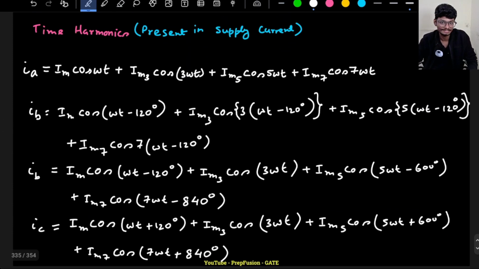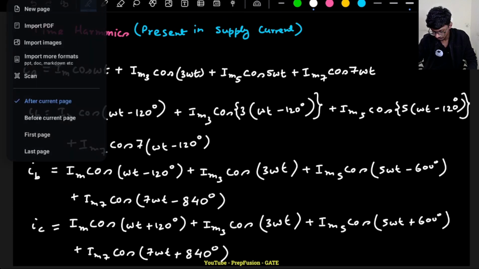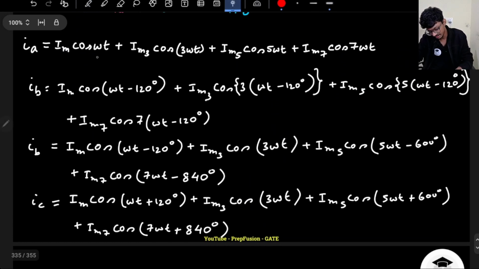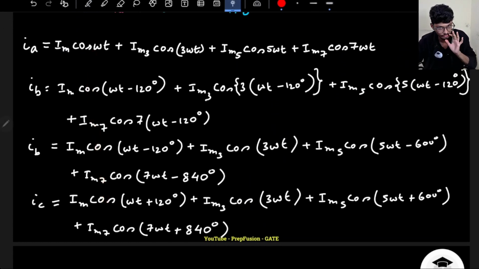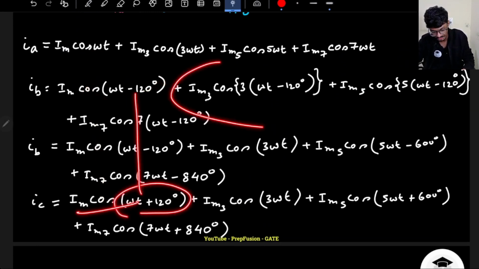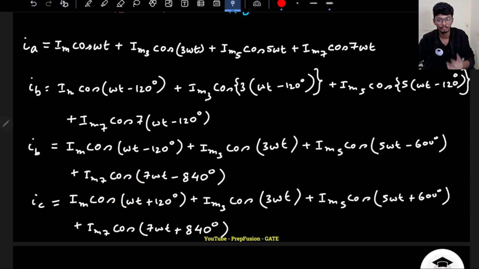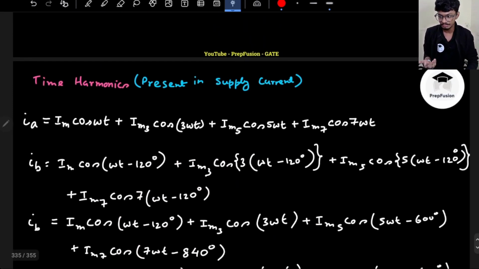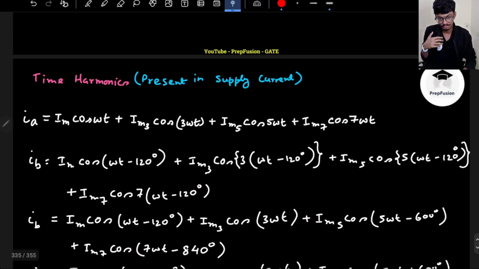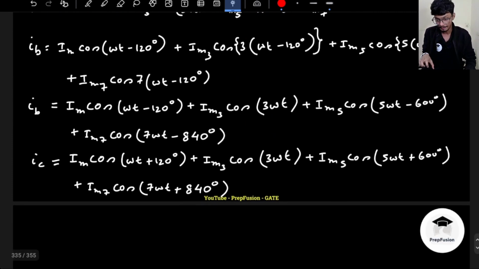So let us discuss the effect. What will be the effect? Let me draw a table. These are my three phase currents. Previously, whatever expressions we derived were with respect to the fundamental component, ωt minus 120, ωt plus 120. But we had not discussed what will happen if the supply current itself has harmonics. In reality, both types of harmonics, time and space harmonics, will be present. But here we are just observing what will happen due to time harmonics.